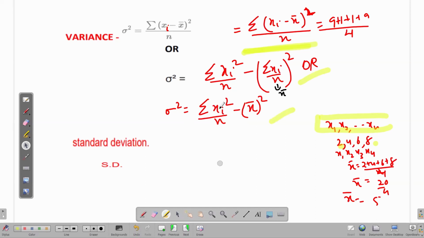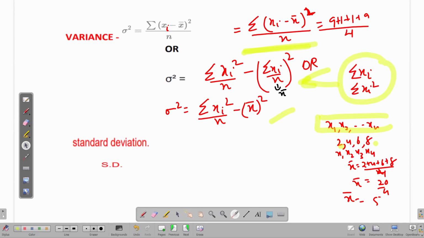This formula we use when we get the sum of the observations, that is sigma xi. So we put the value of the sum of observations here. And also if we have sigma xi square, that is the sum of the squares of the terms, if we get these two quantities, then we use this formula. Or if we have the mean and the sum of the squares of the terms, then we use this formula. So according to the given condition, we use the formula of variance.